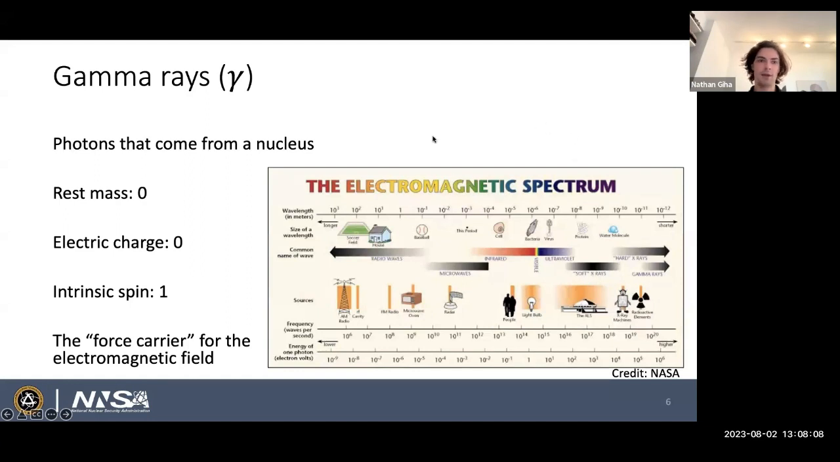the same particle. In this case, gamma rays are just photons that come from a nucleus, and they tend to be of higher energy than any of the other things I've listed. They have some overlap with X-rays. Gamma rays have no mass, again, no charge, and they have an intrinsic spin of 1. And also, they are the force carrier for the electromagnetic field.